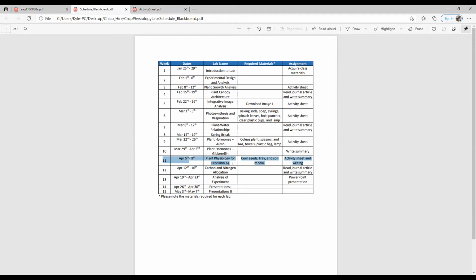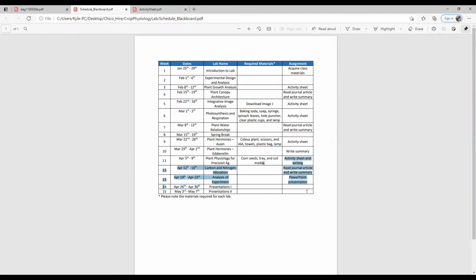So anyway, this week, we're focusing on plant physiology for precision ag. We're going to drop the carbon and nitrogen allocation paper class, and we'll spend this week and next week hopefully getting that plant physiology for precision ag experiment wrapped up. Now, as a heads up, you'll need at the very least 2 weeks to get this done. And this project will be more or less the last project of this class.